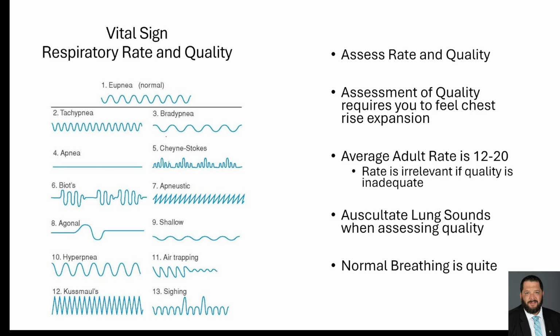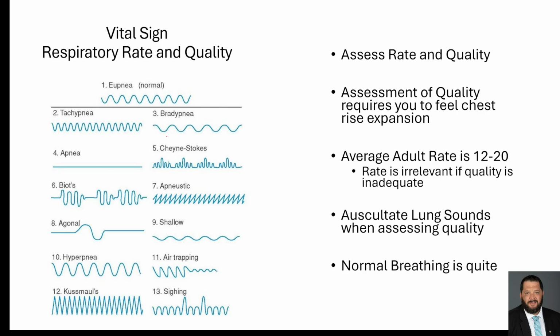Normal respiratory rate for an adult patient is 12 to 20, but again, that can vary widely with age and health quality or cardiovascular status of the patient. The rate of respiration is irrelevant if there's no quality of respiration present. And what I mean by that is a patient can be breathing 12 times a minute, but excessively shallow, and they will not be breathing sufficiently.